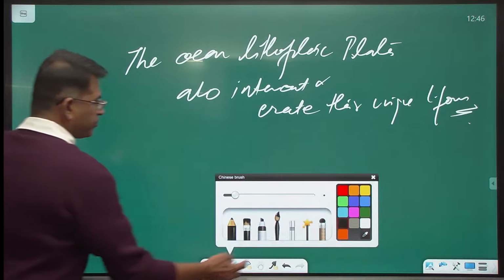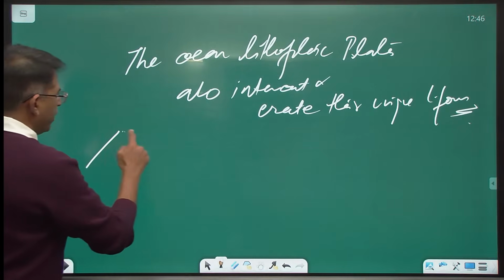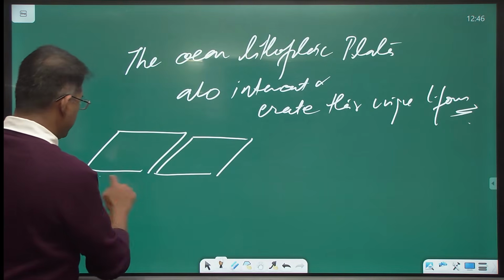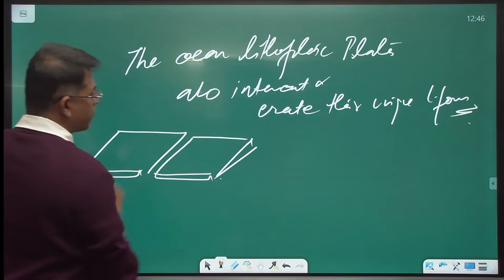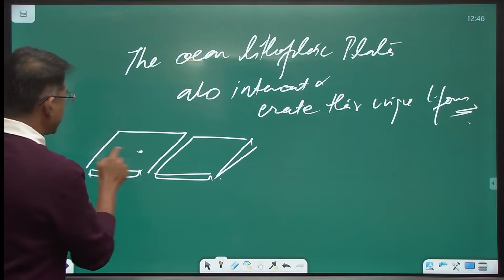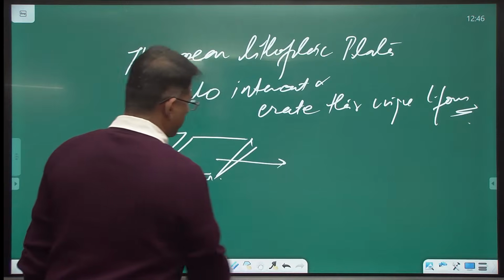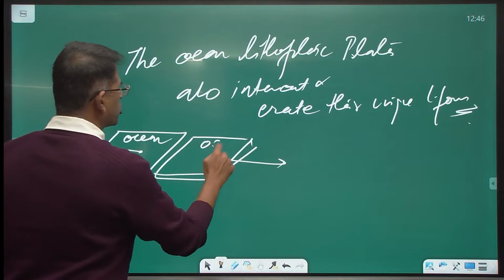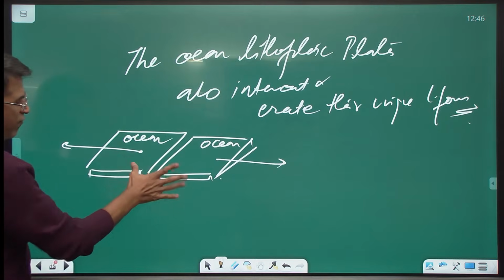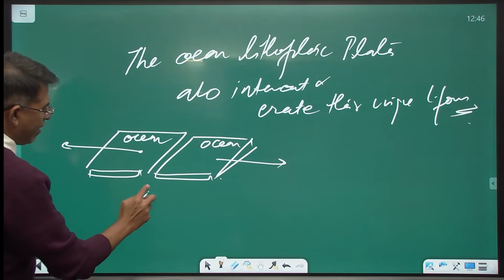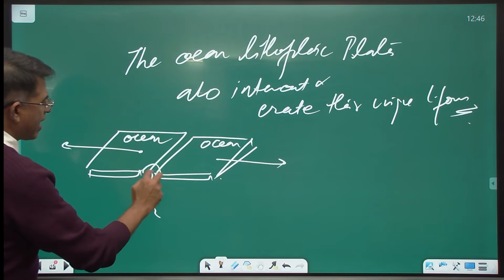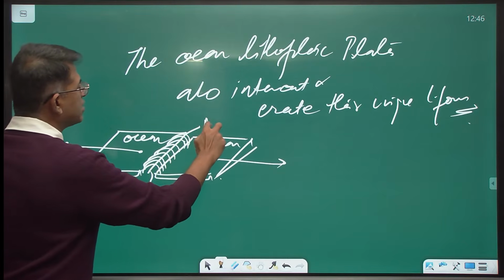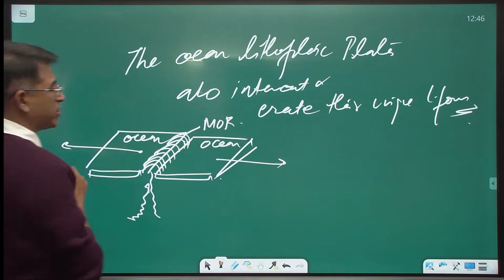So imagine we have 2 plates here, 2 blocks here. Okay, the 2 blocks can move away from one another. So this is ocean and this is also ocean. When they move away from one another, the hot lava from inside will come out and accumulate here. They create a mountain called a mid-ocean ridge.